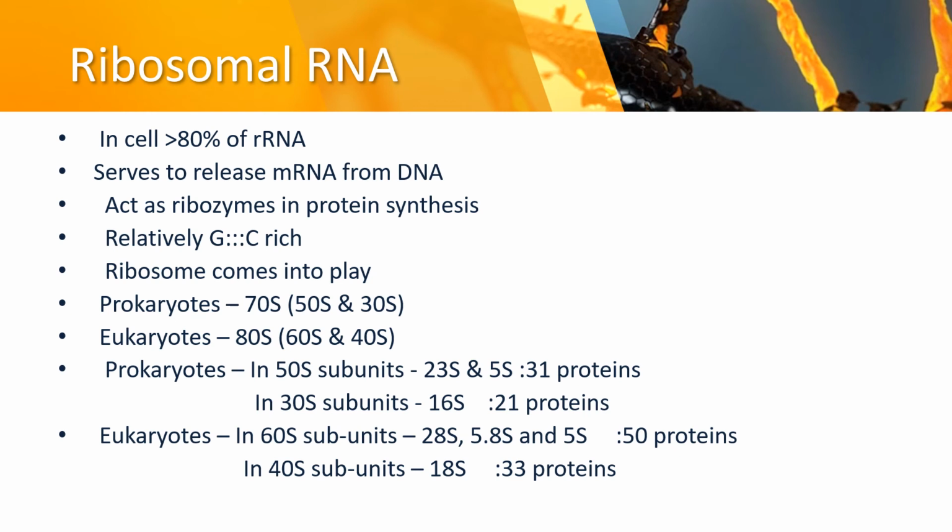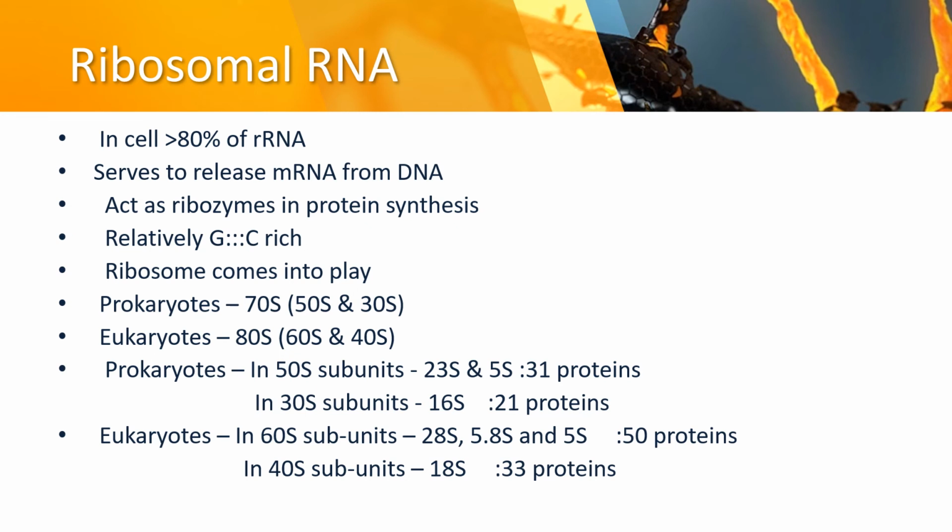Next comes the ribosomal RNA. Ribosomal RNA makes up 80% of the RNA in the cell, serves to release mRNA from DNA, acts as a ribozyme in protein synthesis, and is relatively rich in GC nucleotides. Ribosomes come into play in eukaryotes and prokaryotes. In eukaryotes, it is the 80S ribosome, and in prokaryotes, it is 70S.